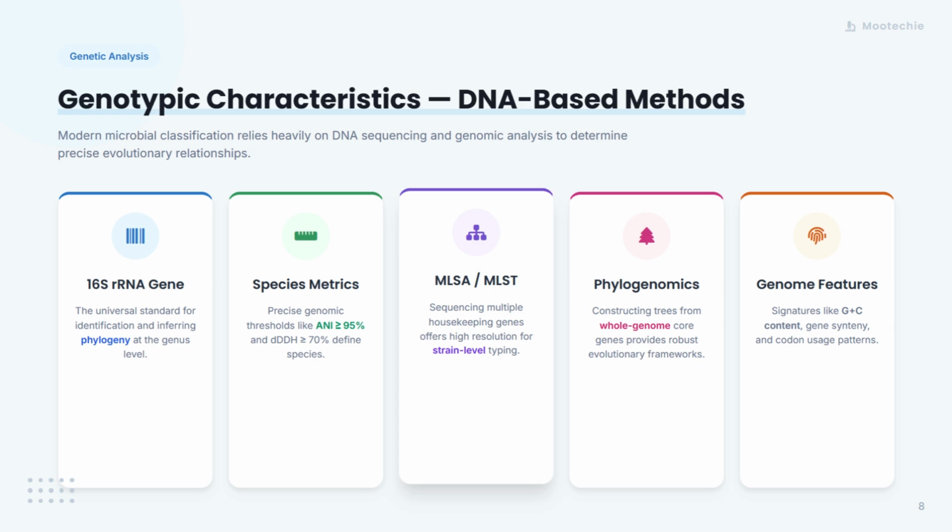These are numerical, objective benchmarks. If two genomes are 95% identical, they are considered the same species. MLSA or MLST: sequencing multiple housekeeping genes offers high resolution for strain-level typing. By looking at several stable genes, we can distinguish between very closely related strains, crucial for tracking disease outbreaks. Phylogenomics: constructing trees from whole genome core genes provides robust evolutionary frameworks. Instead of one gene, we use hundreds of essential genes from the entire genome to build a much more reliable and detailed evolutionary tree.